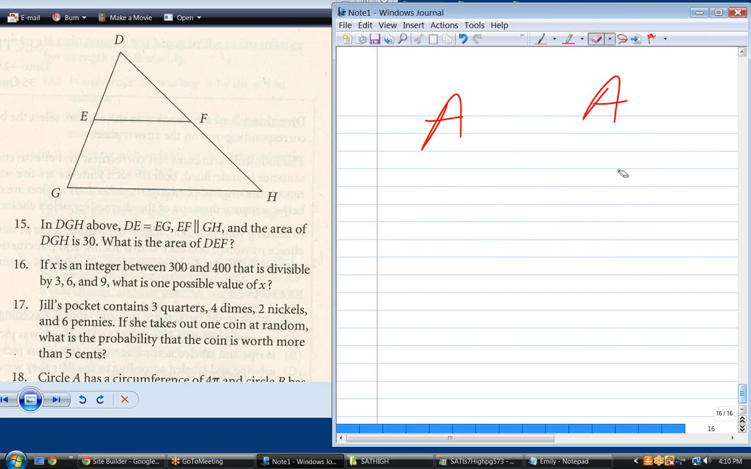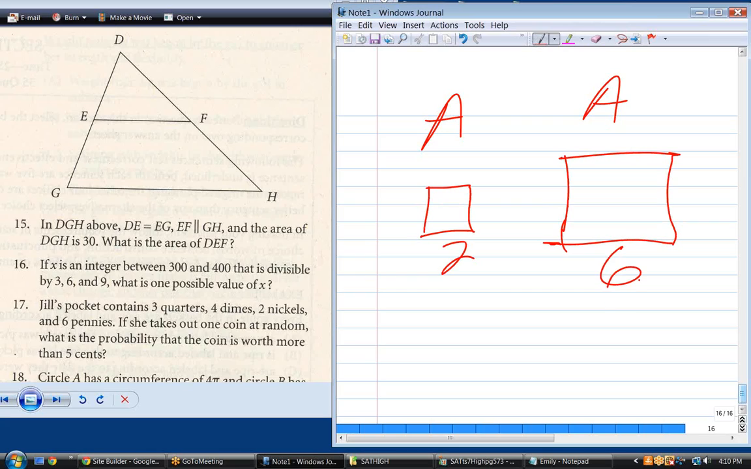No matter what the figure is, if I have a square of side 2 and a square of side 6, 3 times this side means 9 times this area. It's the square of the linear relationship.